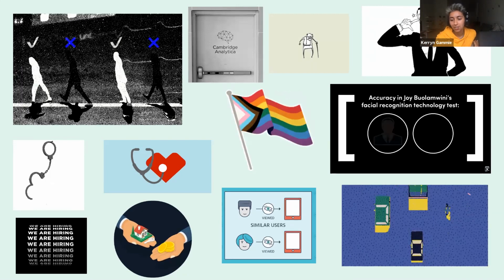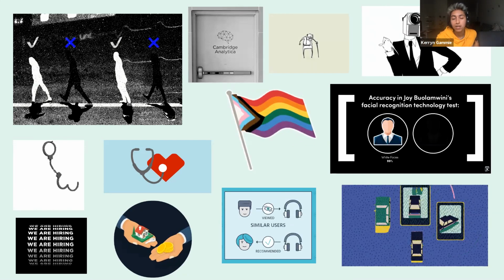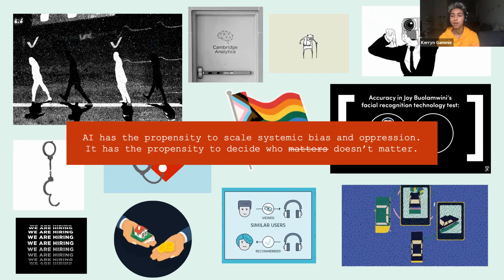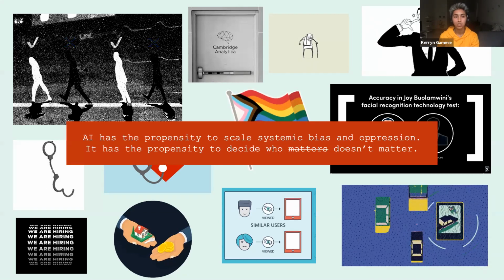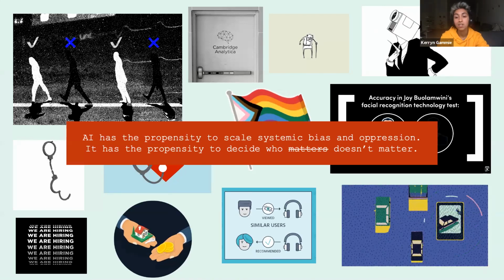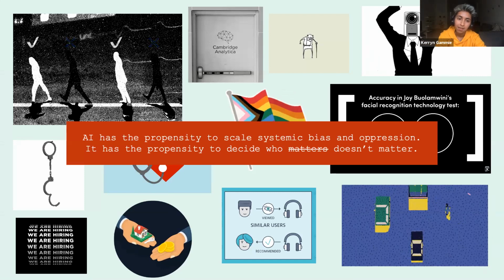And yeah, it talks about the fact that people can very quickly be excluded. And that's the problem, is that AI has the propensity to scale systemic bias and oppression. And therefore it means that it decides who doesn't matter. And that's why we should care.